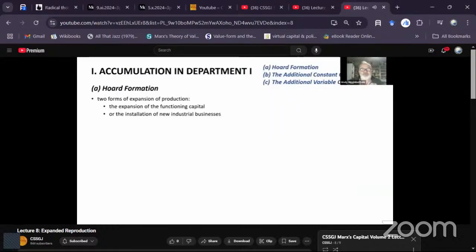All right. So Marx looks at accumulation in Department 1, and then he looks at it in Department 2. In Department 1, he's discussing this more conceptually at the moment, rather than with his numerical examples. So there can be an expansion either by the existing capital just increasing its size and scale, or by the installation of new businesses altogether. So that's what we're talking about.